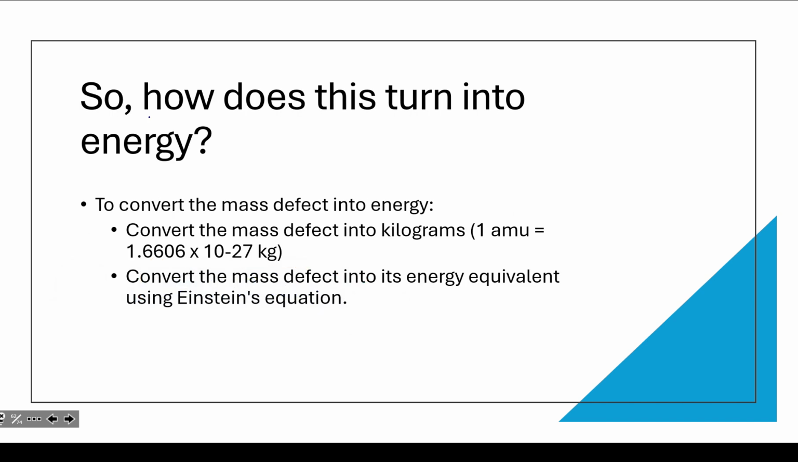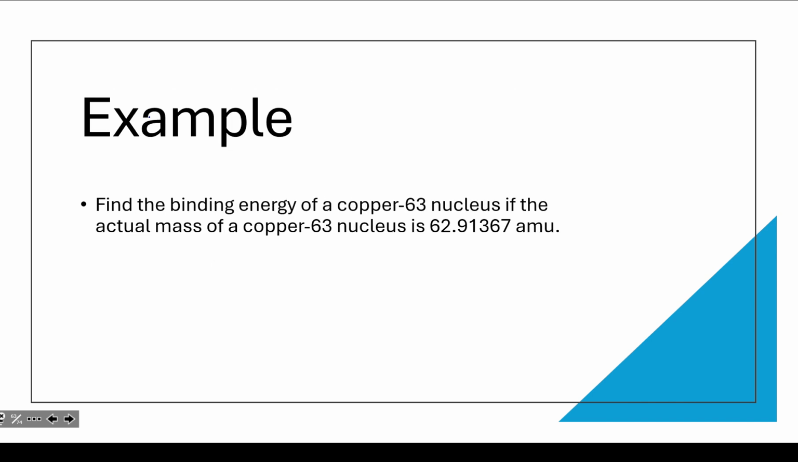So how does this turn into energy? Well, we're going to take that mass defect and put it into Einstein's equation, E equals mc squared. So let's do that. This is an extension of the previous example. For copper 63, we've already found our mass defect of 9.945 times 10 to the negative 28 kilograms, and we're going to put it into E equals mc squared.